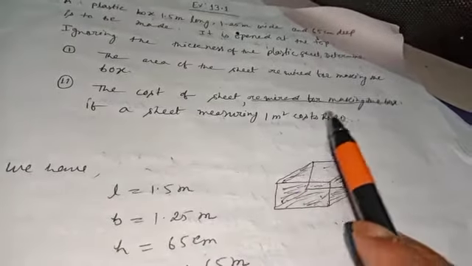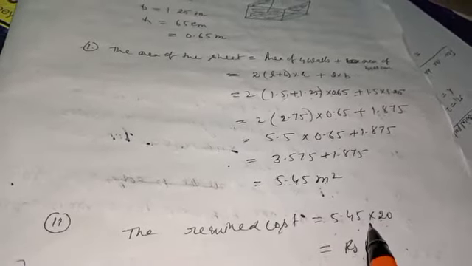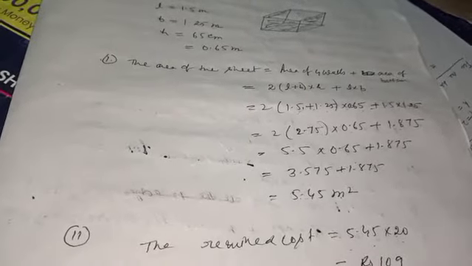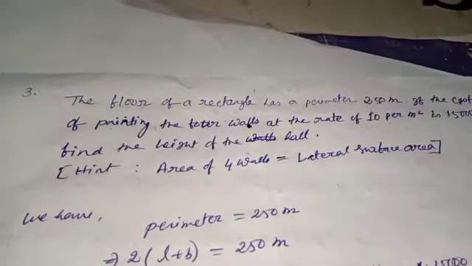Next, question number 2. What is the cost of sheet required for making the box if a sheet measuring 1 meter square costs rupees 20? Here, they said that per meter square is rupees 20, then what is the total cost? The required cost is, we have 5.45 meter square, and per meter square is 20, so 5.45 into 20 is equal to rupees 109. Clear? Next question.